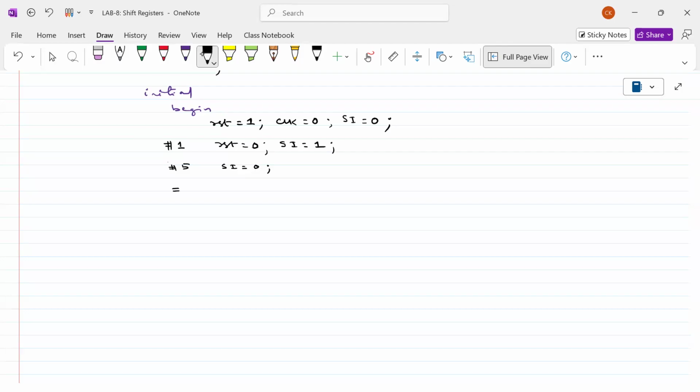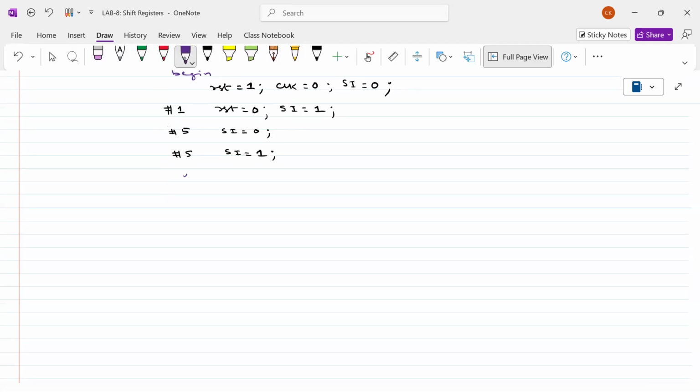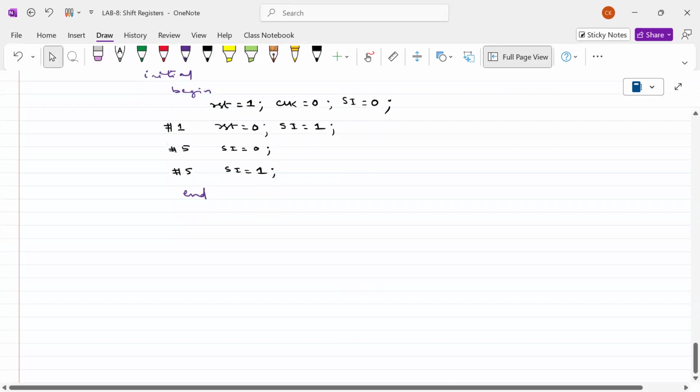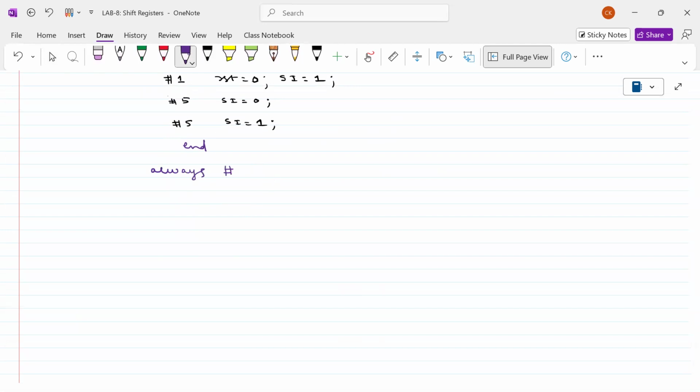Another 5 nanoseconds, serial in data is equal to 1, for example. Something like this I am giving. Okay, about the serial in data, let me end this particular one. Next, go and write an always block for the clock signal. Always, for every 5 nanoseconds, clock is equal to not of clock.